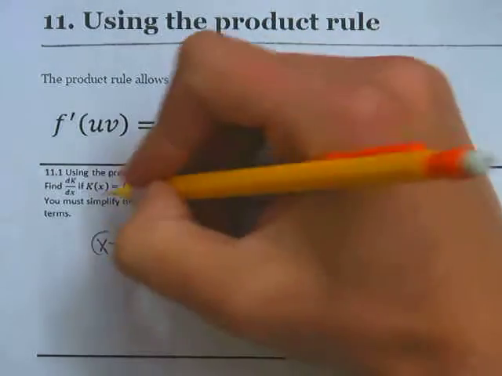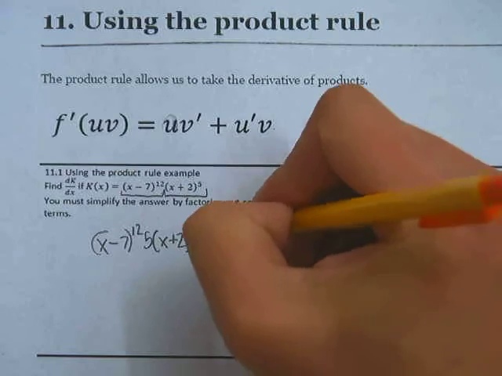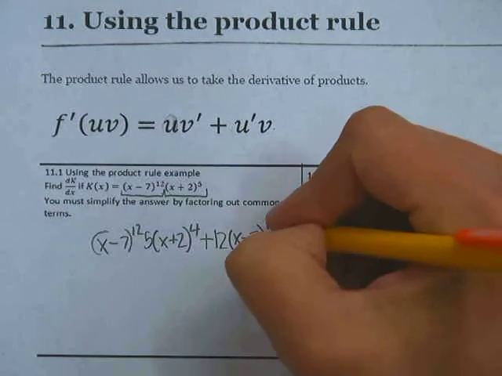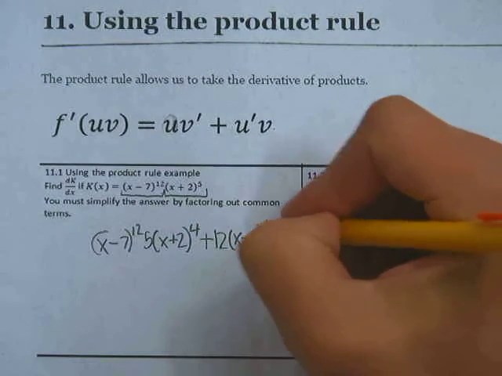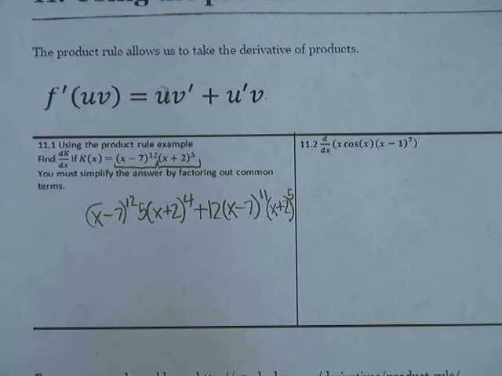Alright, to that, we're going to add the derivative of the first thing now, 12 times x minus 7 to the 11th. And we're just going to rewrite the second thing, x plus 2 to the 5th. Alright, cool. Now it says you must simplify the answer by factoring out common terms.